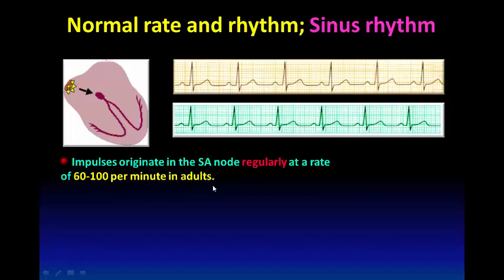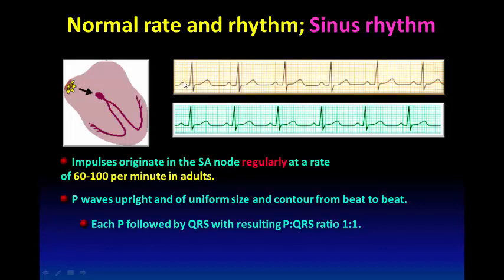How is the normal sinus rhythm seen in the ECG? The P waves are upright, they are all upright, and they are of uniform size and contour from beat to beat. These are the P waves, all upright and of uniform shape and size from beat to beat. And each P wave is followed by a QRS complex. So the ratio of the P waves to QRS complexes is 1:1.